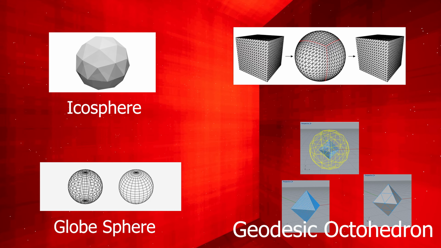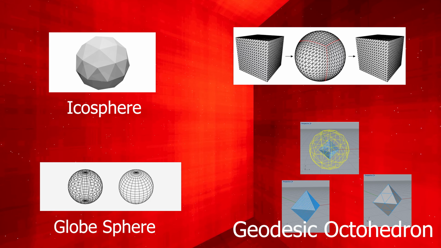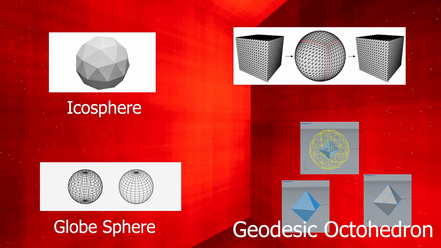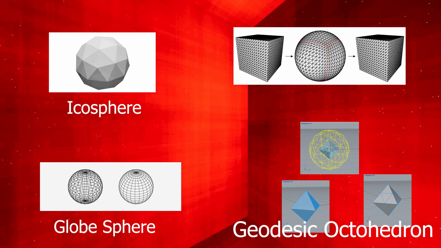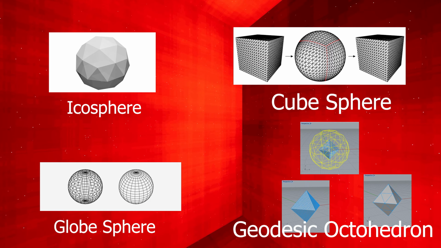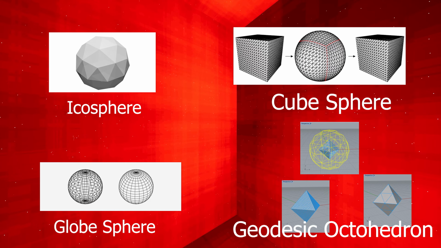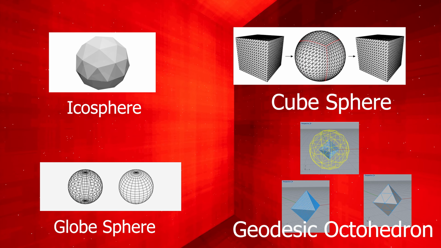Now here there is the geodesic octahedron, which is okay. There are 8 base equilateral triangles, and I actually started working on this one, but it didn't fit into this video, so maybe the next. And the cube sphere, which is basically a 6-sided cube, like all cubes, genius, being inflated so that every point on that cube is forced to be at the same distance from the center.